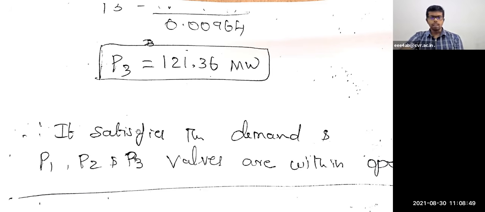So what do you need to write in the conclusion? P1, that is power generating unit 1, and power generating unit 2, and power generating unit 3, that is P1, P2, and P3, satisfy the load demand or power demand, and also satisfy the minimum and maximum operating limits. Like that, the conclusion also you need to write. This carries 1 mark, and the answer with the minimum and maximum operating limits also carries 1 mark. So 8 plus 1 plus 1, 10 marks will be awarded.